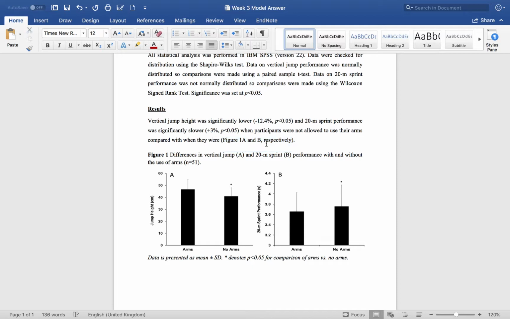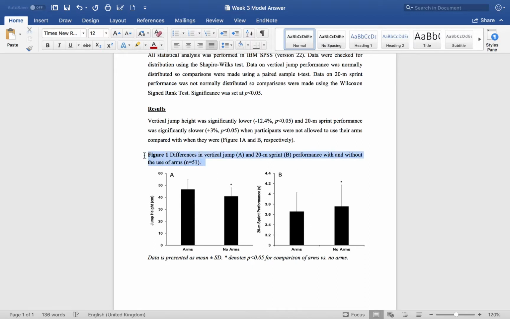And then finally, you can see here what I've done is, after the statement of the results, I've said figure 1, A and B, respectively. And that just tells the reader that if you want to see the data that I'm talking about here, then you refer to figures 1A and 1B. And then you can see here that the figures are presented below. So figure 1A, vertical jump performance, arms and no arms, and figure 1B, 20-meter sprint performance, arms and no arms.